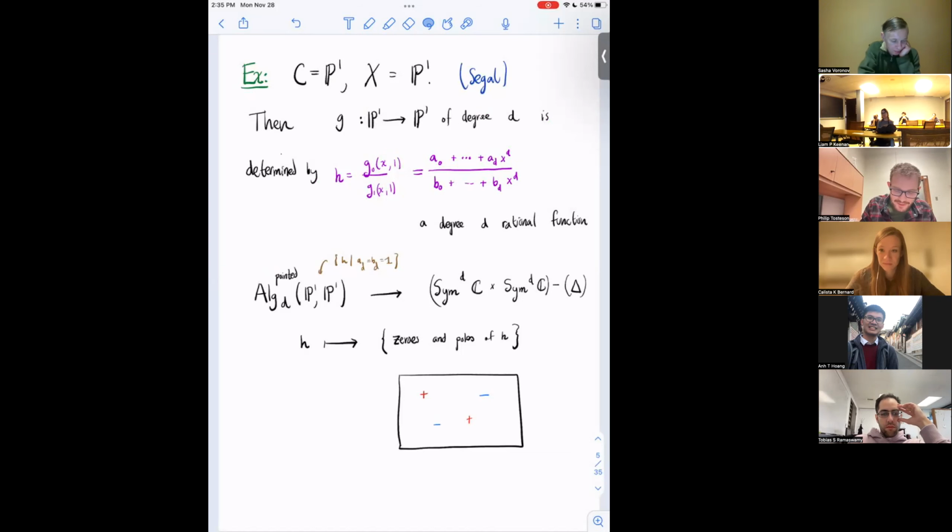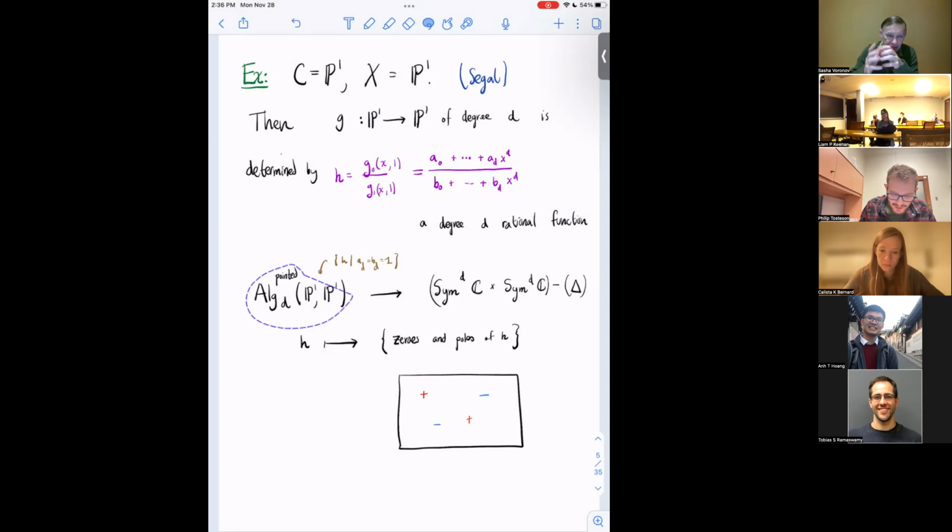This is the case where C is P^1 and X is P^1. So the rational map, instead of writing it in the homogeneous form, we can write as just a fraction. It's a degree d rational function. And instead of talking about the space of all algebraic maps, I'll talk about the space of pointed algebraic maps. This will be the space of algebraic maps from P^1 to P^1 of degree d which take infinity to the point one.